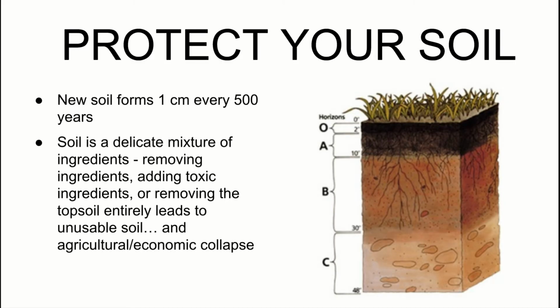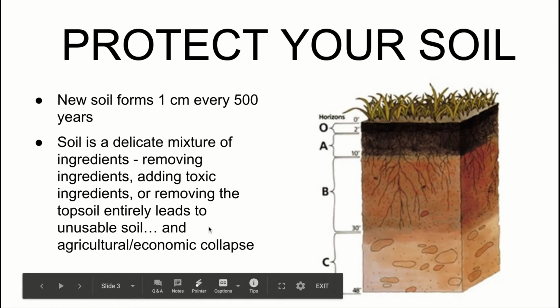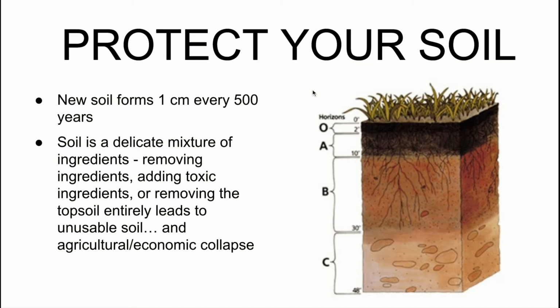Soil is a super delicate mixture of ingredients. Removing ingredients like nitrogen and phosphorus, adding toxic ingredients, or removing topsoil entirely leads to unusable soil. And what do we need soil for? To grow all of our food in. So that would lead to an agricultural and economic collapse. And I'm starting with something kind of intense and serious because the state of soil across the world is actually fairly intense. This is one of the most immediate environmental crises that we need to deal with.